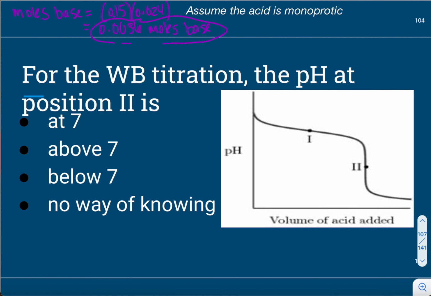All right, so for this weak base titration, the pH at position 2 is going to be at 7, below 7, above 7. Okay, so that's the equivalence point. And we know for a weak base titration, at the equivalence point, it's going to have an acidic pH, right? Because of the conjugate acid. So weak base, adding a strong acid, we're going to have a conjugate acid at the equivalence point. So you know the conjugate acid tells you it is a pH below 7.